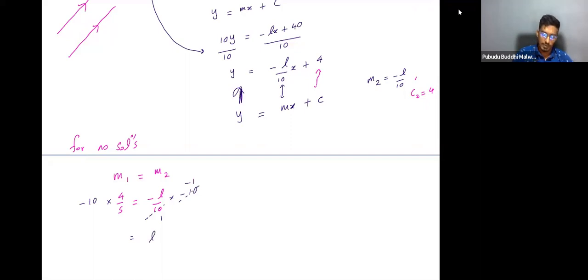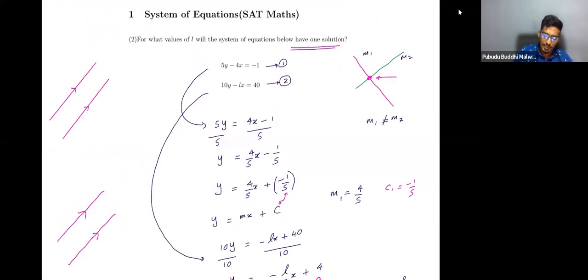And also for the left-hand side, 5 and -10, 1 minus 2, that is -8. So L equals -8, which means for that value, these two lines are parallel. So you won't be able to solve that system for that L value. Why? Because no intersection points.